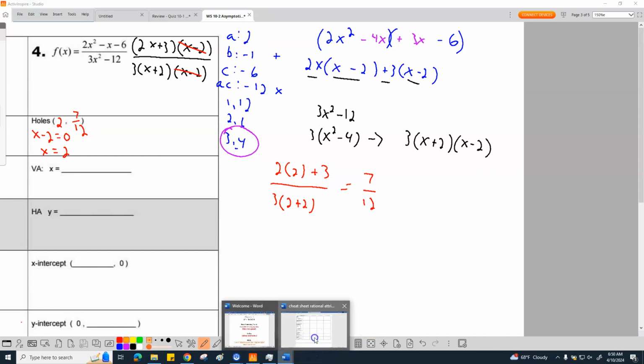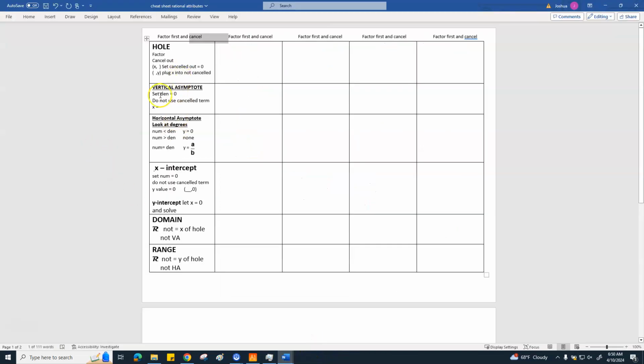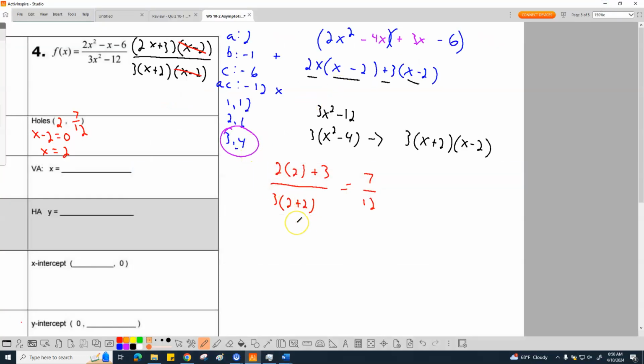What does our cheat sheet say to do? It says vertical asymptote: set denominator equal to 0. All right, let's do it. I have moved to orange. So vertical asymptote is set denominator equal to 0, which is just 3 times x plus 2. I'm going to ignore that 3 because it's its own little thing. I'm just going to do the x plus 2 equal to 0, which gives me x equals negative 2. So my vertical asymptote is x equals negative 2.